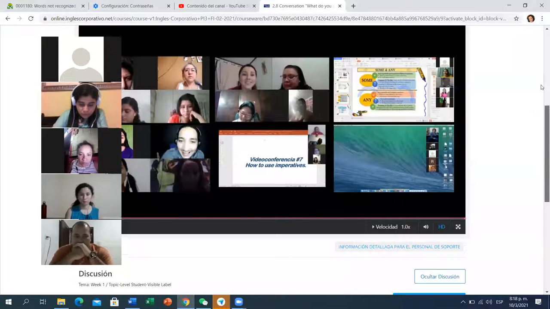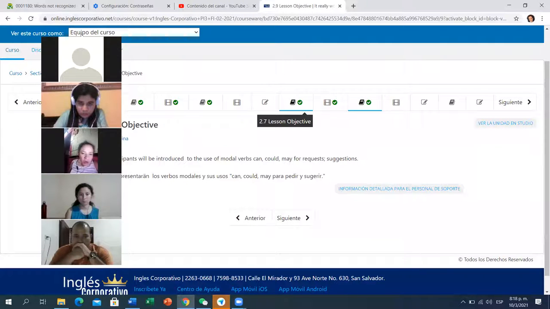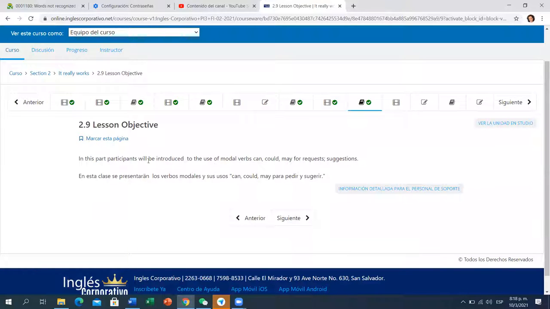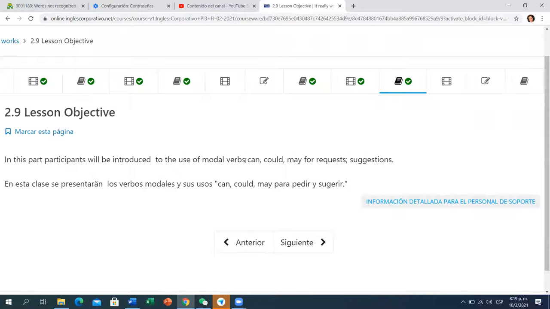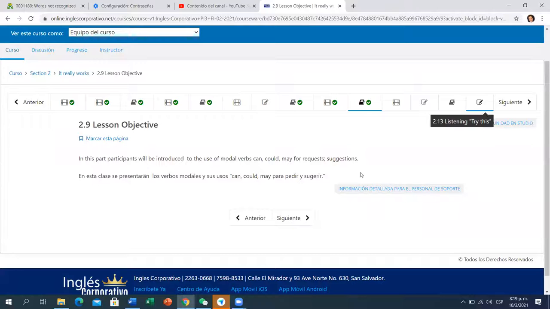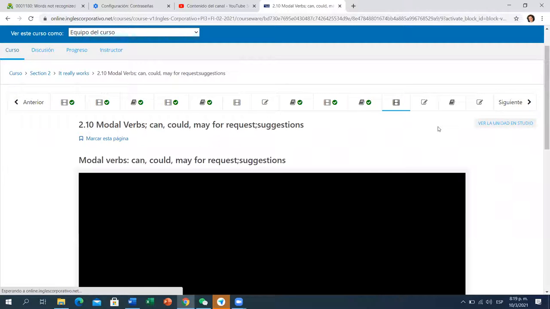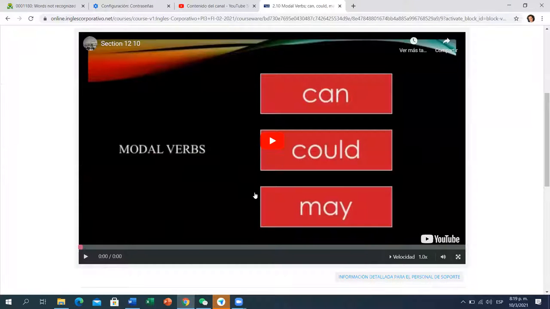Now, okay, so it says in the next one, in this part, participants will be introduced to the use of modal verbs can, could, may, for requests and suggestions. Pay attention once again. The modals, estas palabras, can, could, may, ¿y para qué? For requests, para pedir, para peticiones, o sugerir, ¿verdad? So there are three of them, just three, I'm sorry. Suggestions or requests, para pedir algo o para sugerir. Not exactly suggestion, but well, let's just go see. Okay, let's pay attention to this.